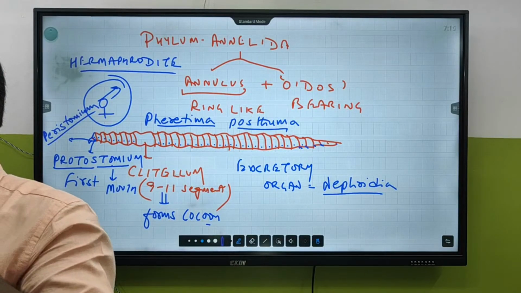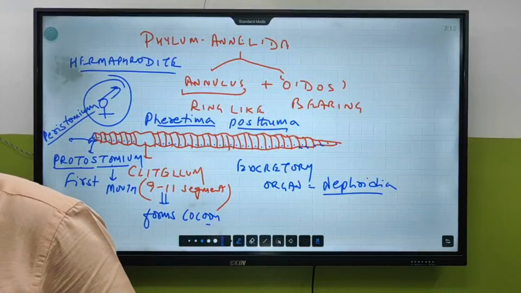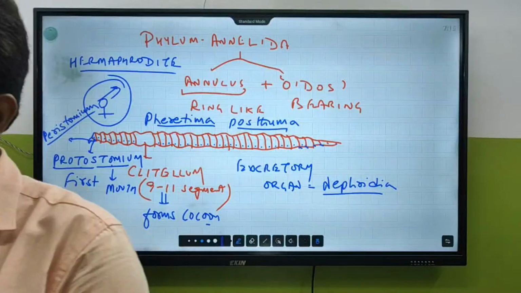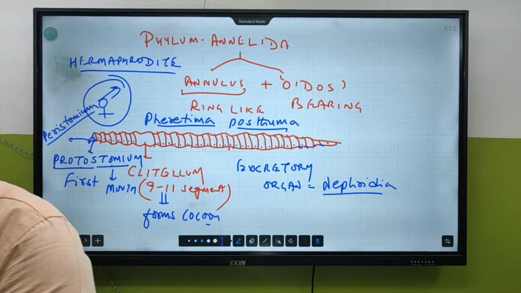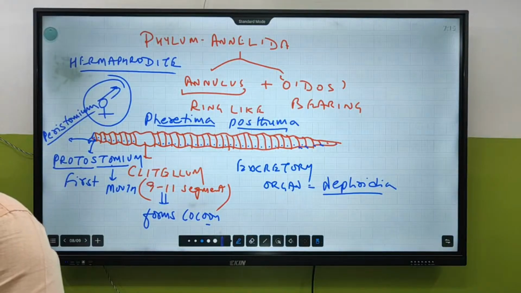What is the locomotory organ? The locomotory organ is setae.